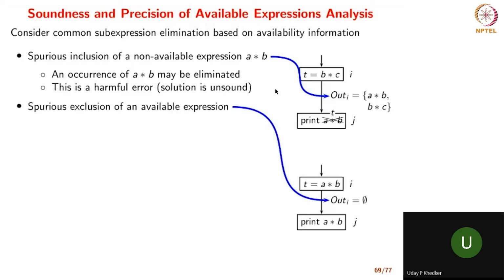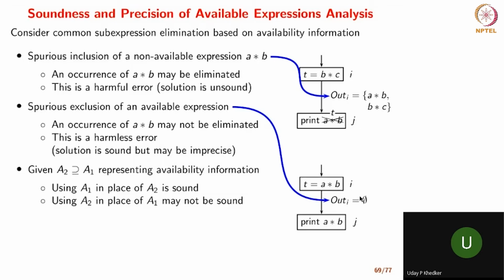Here, consider spurious exclusion of an available expression. A star B is available here, but we ended up excluding it. We made an error and said A star B is not available. In which case, what we are essentially saying is that we have no expression which is available, and therefore we will not be able to eliminate this expression. So this A star B may not be eliminated, which is a harmless error. The solution is sound but may be imprecise.